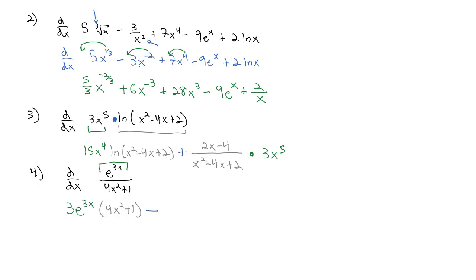Then we'll subtract, and then we'll take the derivative of the denominator. The derivative of the denominator is just 8x. And then we multiply by the numerator. And we put the whole thing over that denominator, the 4x squared plus 1. And that whole thing gets squared. So with the quotient rule, we take the derivative of the top times the bottom minus the derivative of the bottom times the top, all over the bottom squared.